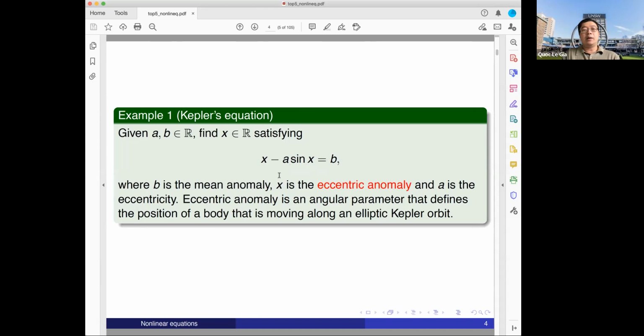But anyway, you see, it came up from astronomy, right? And this is a very simple one-variable, one-nonlinear-equation problem. And so far, nobody can solve this by giving an explicit formula. So then we have to solve it numerically. At least if you know how to solve it numerically, that is still good enough.